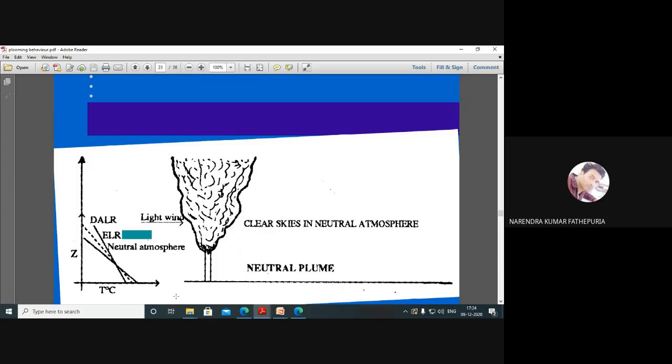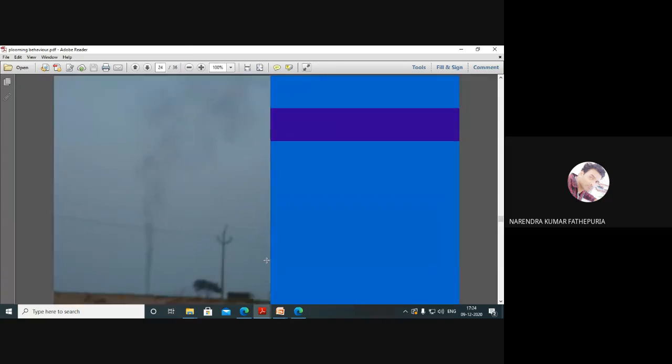So altitude with respect to temperature. This is the neutral atmosphere, with the environmental lapse rate and the dry adiabatic lapse rate. The plume, the smoke, will go on the top, there only. Light winds, wind speed is low here. Clear skies in a neutral atmosphere. Finally it will travel to a certain height and disperse into the atmosphere. It is a stable condition, a neutral condition.